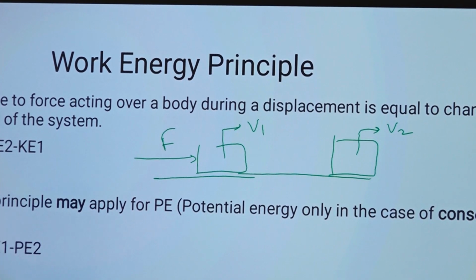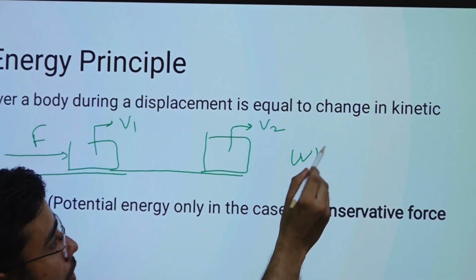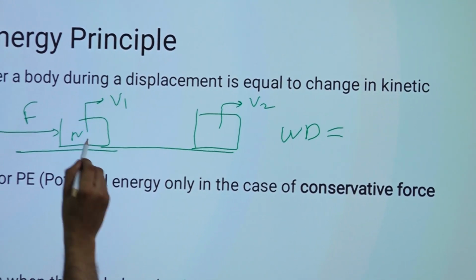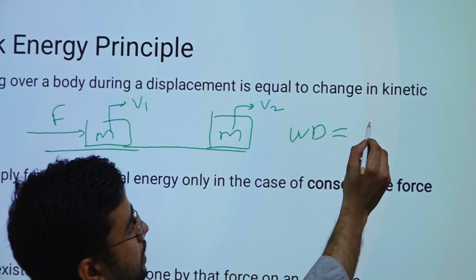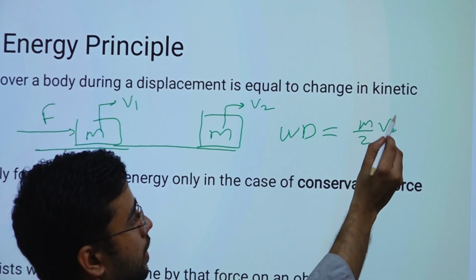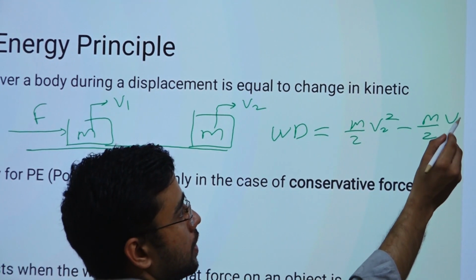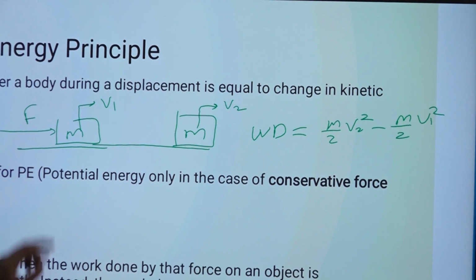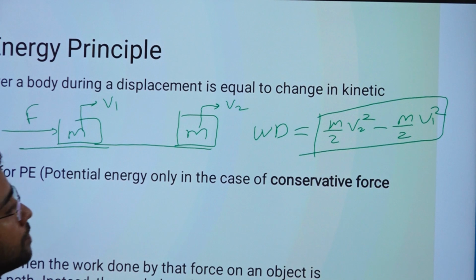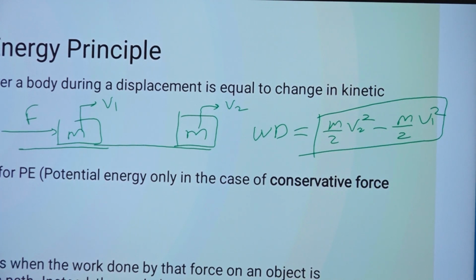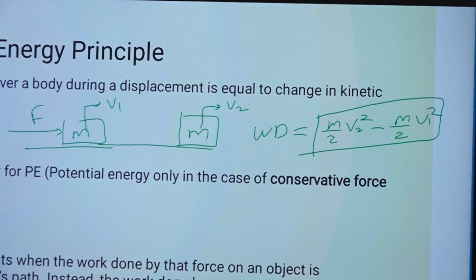So the work done by the force F will be equal to change in kinetic energy. So at this point of time, if mass is m, what will happen? Change in kinetic energy, m by 2, v2 square is kinetic energy at this point, minus m by 2, v1 square, kinetic energy at this point, right? This will be our work done, okay. Work done is equal to m by 2 v2 square minus m by 2 v1 square. That is what? Work energy principle, right?